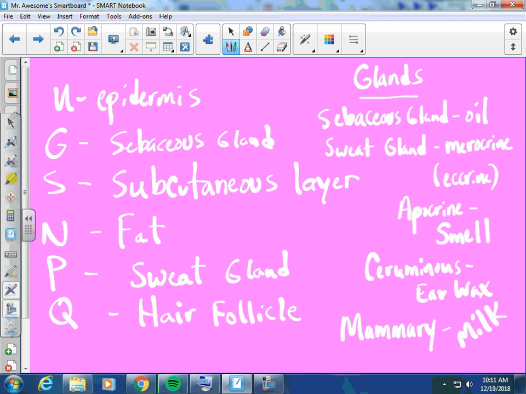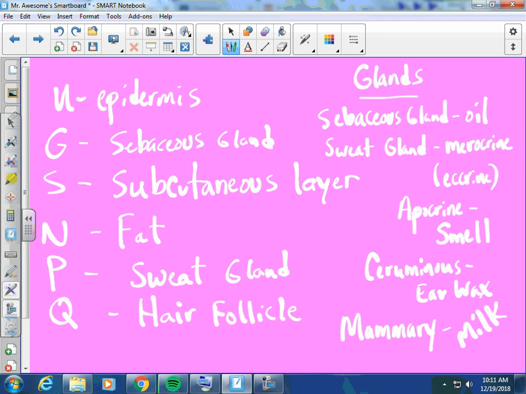We can also have ceruminous glands. You might not even have come across this, but ceruminous glands are found in the ear canal, and they make earwax. And mammary glands in the breasts, which make milk. Okay, so there's some different glands.